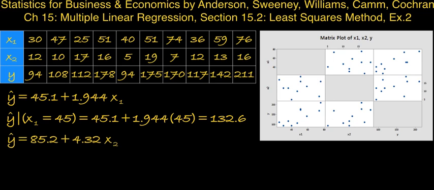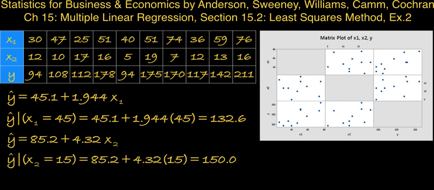Next I'm going to do the same thing but with x2 instead of x1. So this is the equation that Minitab gives me, and this time I'm going to predict y if x2 equals 15. Plugging x2 equals 15 into that equation, I obtain 150 for y hat.